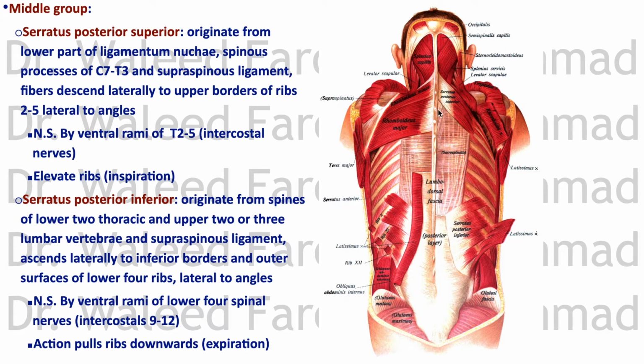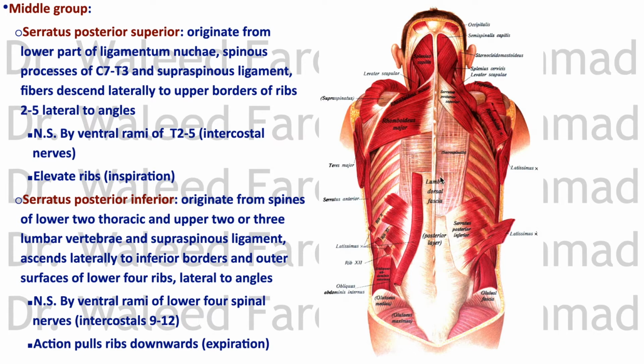The serratus posterior superior takes origin from the lower cervical and the upper thoracic and descends downwards and laterally to the angles of the ribs to be inserted in the upper ribs. And the serratus posterior inferior arises from the supraspinous ligament and the fascia, and also ascends upward and laterally to be attached to the outer surface of ribs, lateral to the angles.